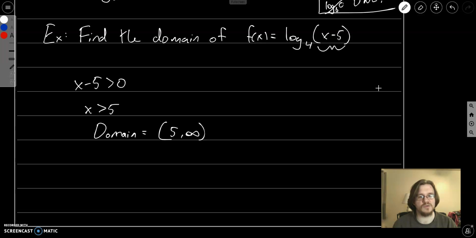And by looking at this, we can see this in essentially one step. What x's could we plug in here to make this positive? Well, anything bigger than 5 would work. Anything less than 5 wouldn't, and neither would 5. So we have a round parenthesis here, not a square bracket. For the domain of the function, we just want what's inside of the log to be strictly greater than 0.